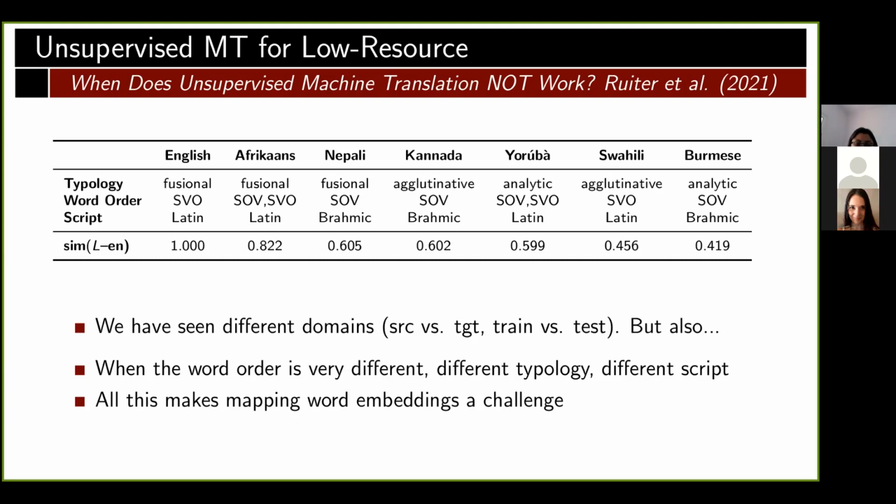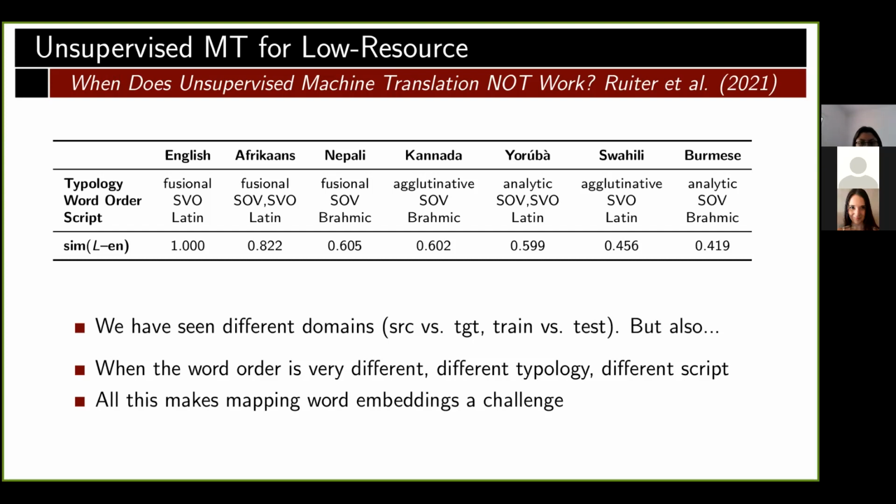So there are more things that are important here. What about the word order of the languages? Do they have a different typology? Do they share script or not? All these small things make mapping word embeddings more difficult. Something that we will analyze, especially later when I talk about self-supervised neural machine translation, is the effect that the distance between languages has on the results.